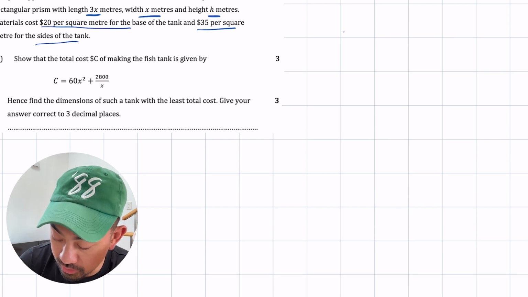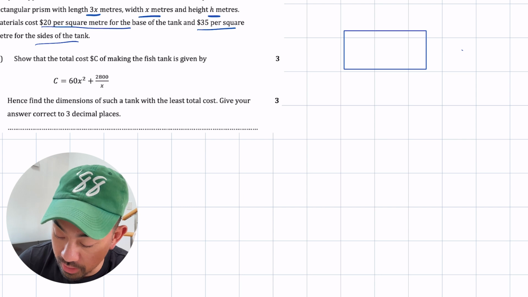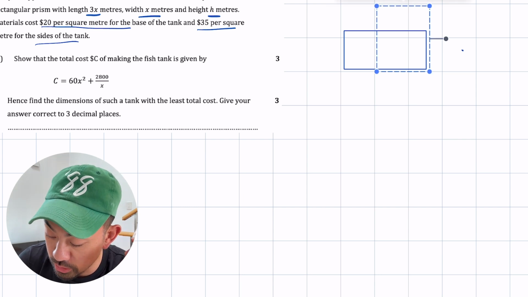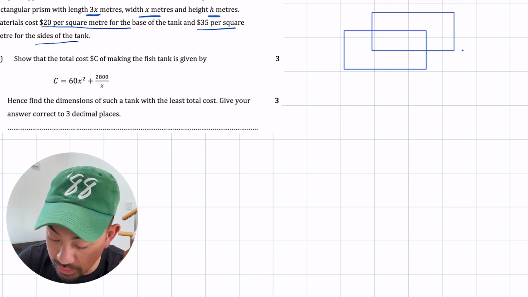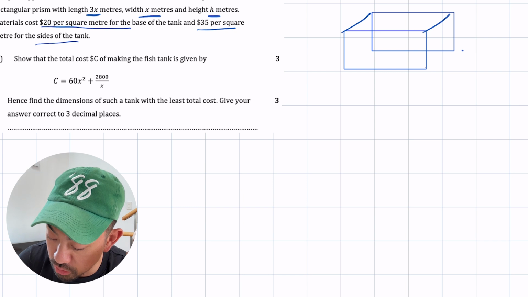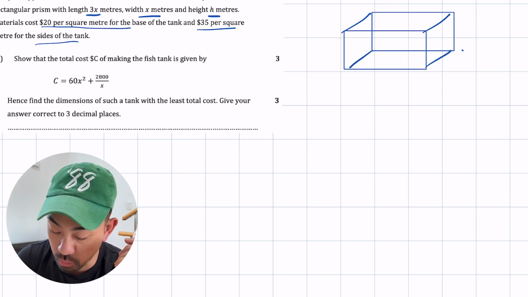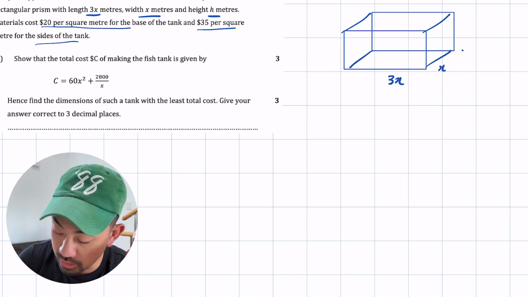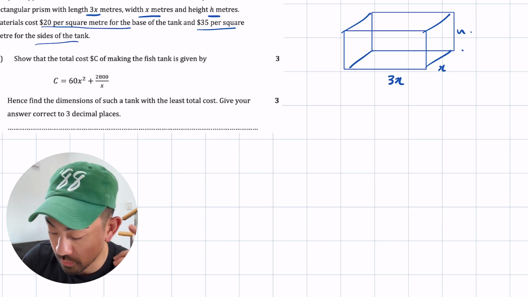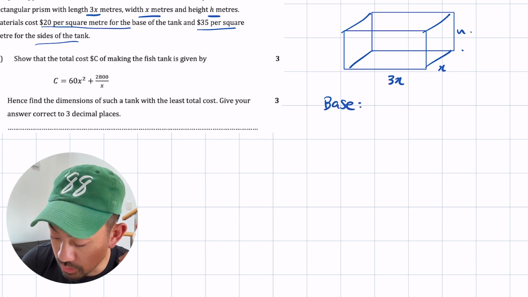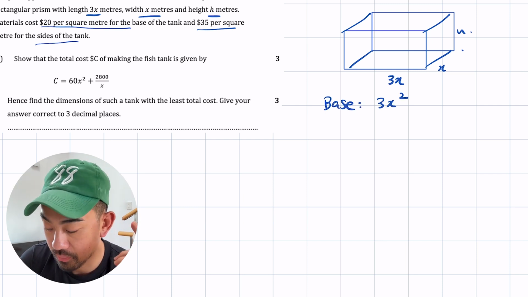All right, now once again, you don't need to, but I would definitely advise you to always draw a diagram because it just makes it easier to imagine. So what do we got? We've got 3x here, we've got x here, and we've got h here, and it's an open top. So the base is going to be 3x squared, right?